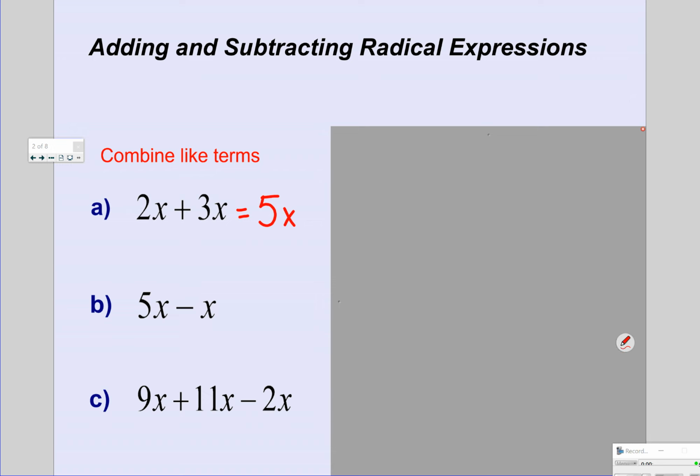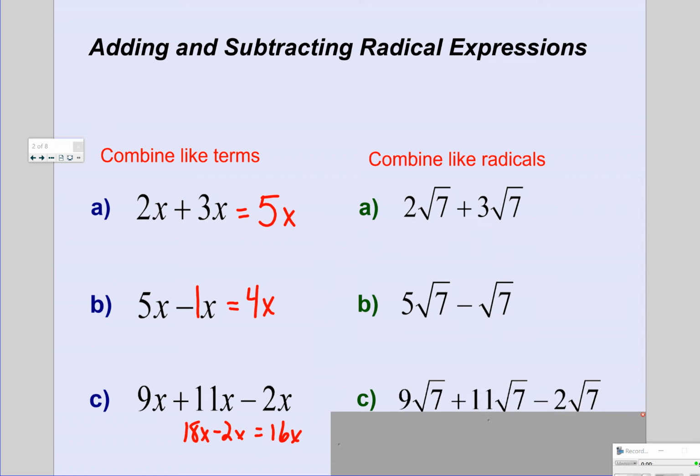2x plus 3x is 5x, or 5x minus 1x is 4x. Or 9x plus 11x minus 2x, when there's three terms, is 18x minus 2x, which is 16x. So if we know how to do that, that makes adding radicals and subtracting radicals pretty easy.